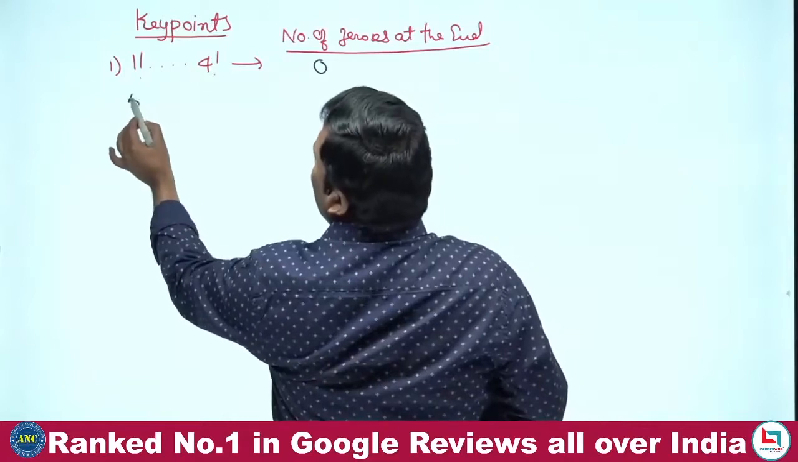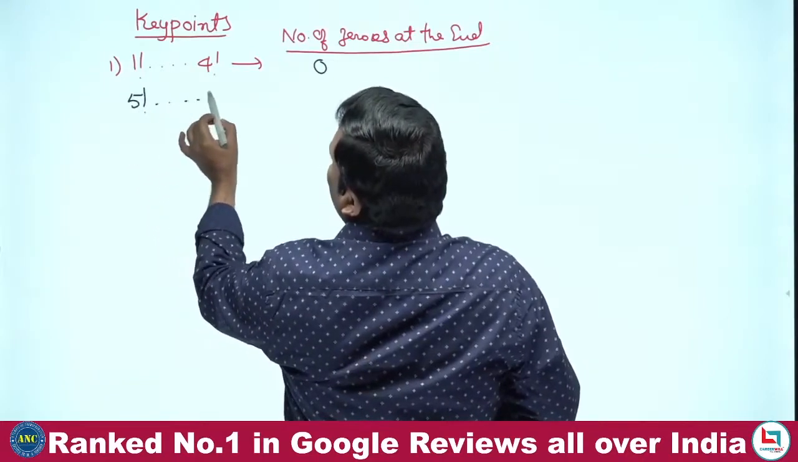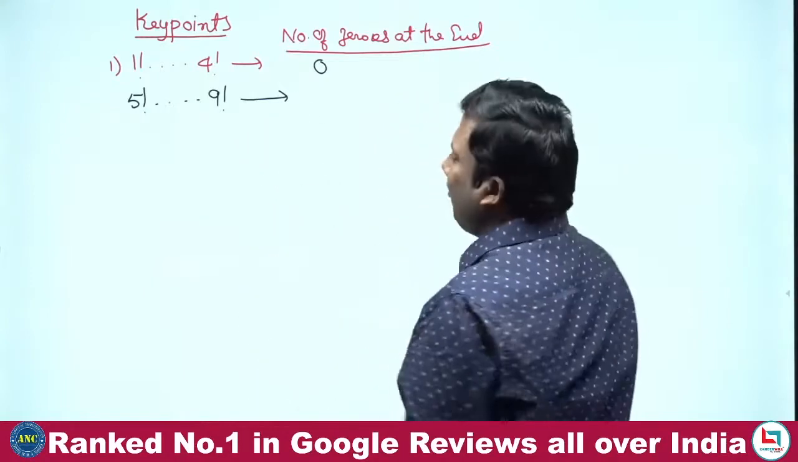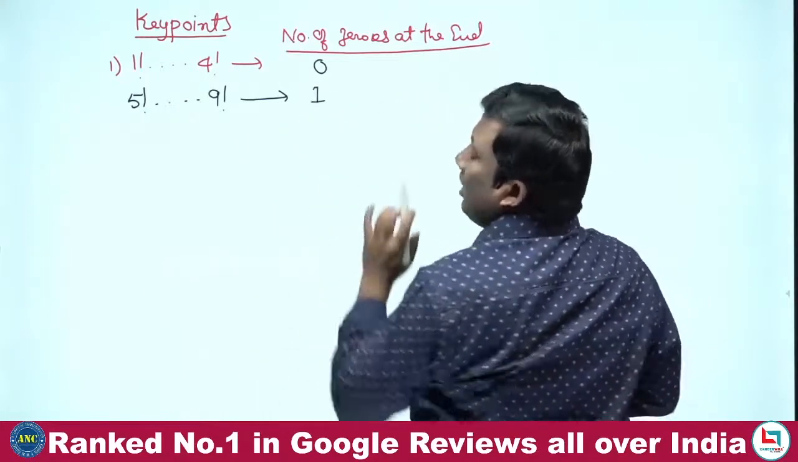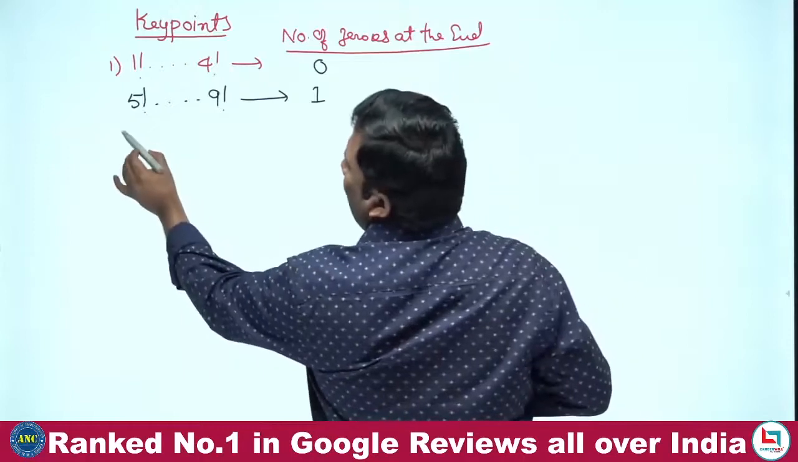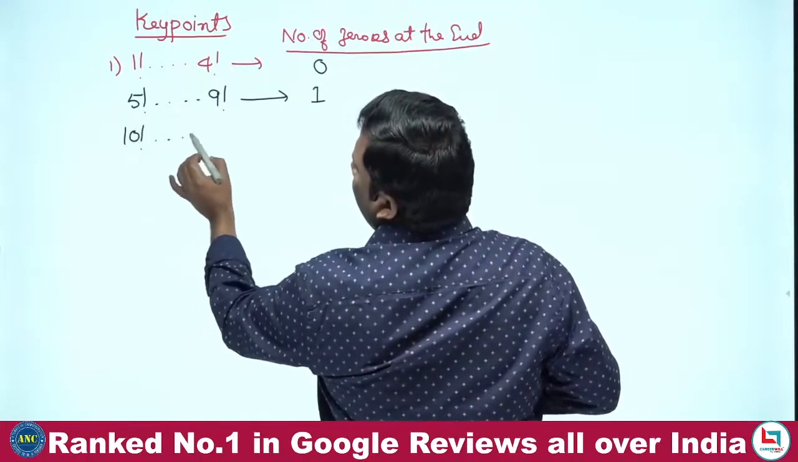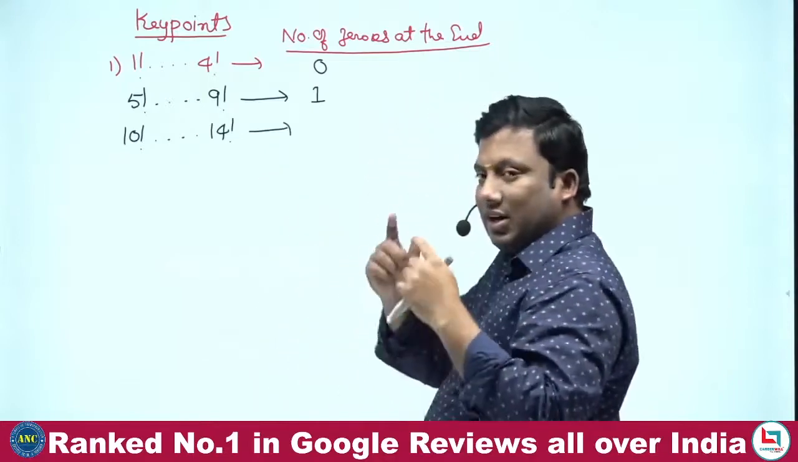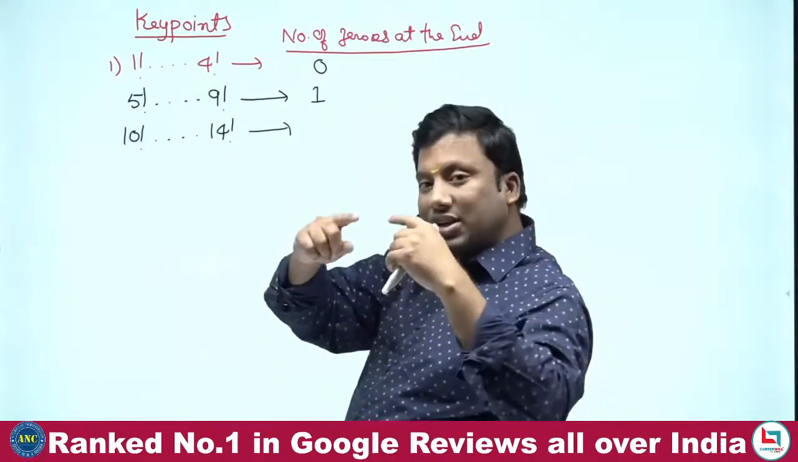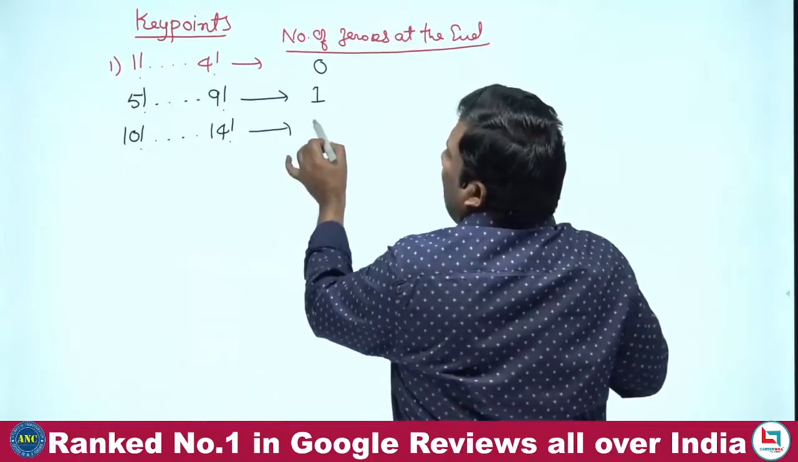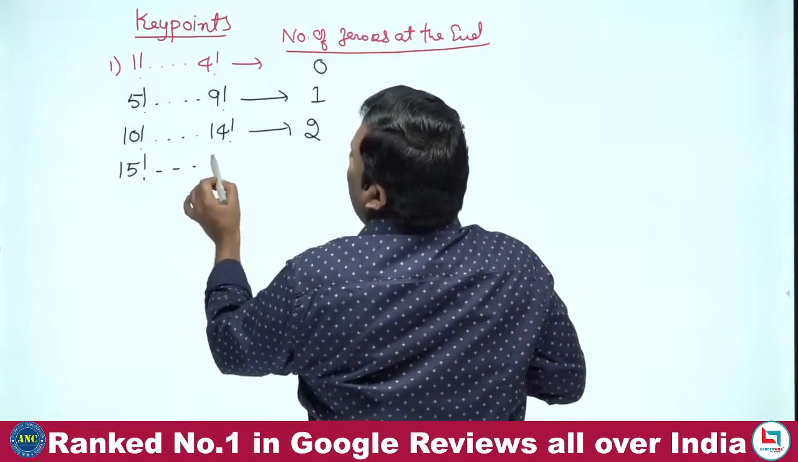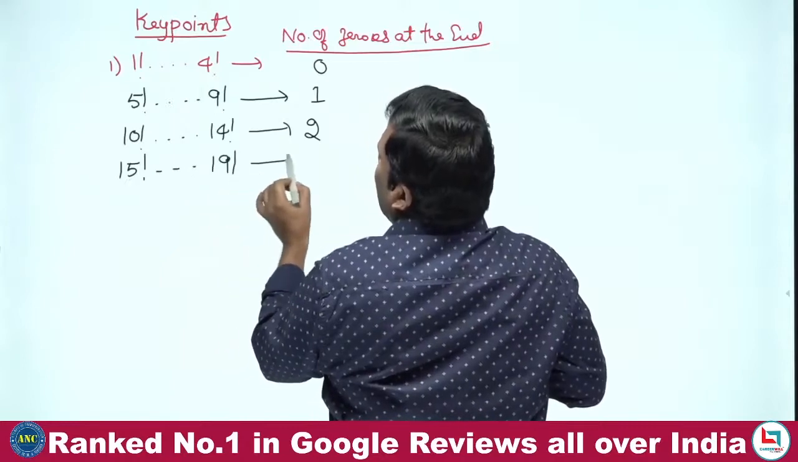5 factorial to 9 factorial. From 5 factorial to 9 factorial, there is one multiple of 5. So here it is 1. Listen carefully, sir. From 10 factorial to 14 factorial, there are two multiples of 5. 5 ones are 5, it is present. 5 twos are 10, it is present. It is 2.